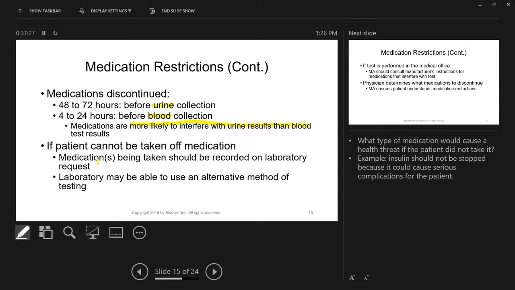Again, if a patient cannot be taken off of a medication, that medication should be recorded on the laboratory request. The laboratory may be able to use an alternative method of testing. So alternative methods are a possibility. This is a good time to either know a lot about the lab alternatives or call the lab. It's my favorite thing to do, call the lab and ask the lab techs. They know all the stuff. That's part of their job, to answer the questions that the doctor's office has about testing. I've really never had a problem speaking with laboratory techs or supervisors. They're always really helpful in figuring out alternatives or special ways to collect things that are different than the standard. So call the lab if you're ever in question.